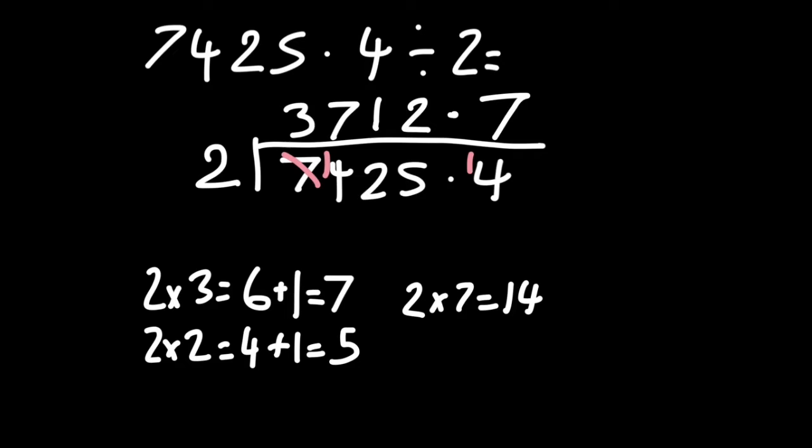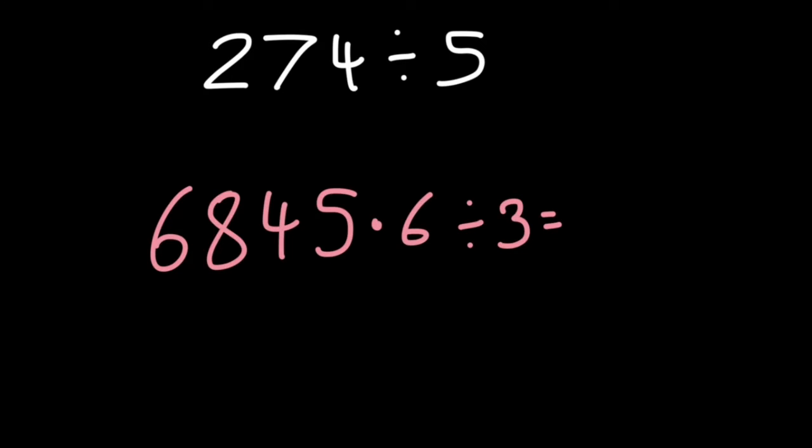Now because we have no remainders, we don't need to add any more zeros into our number there. So our answer to 7,425.4 divided by 2 gives us 3,712.7.